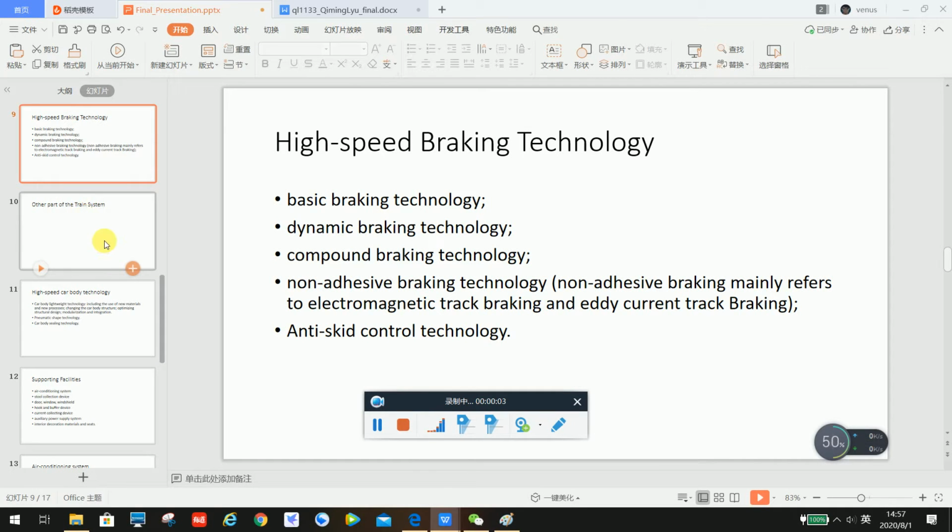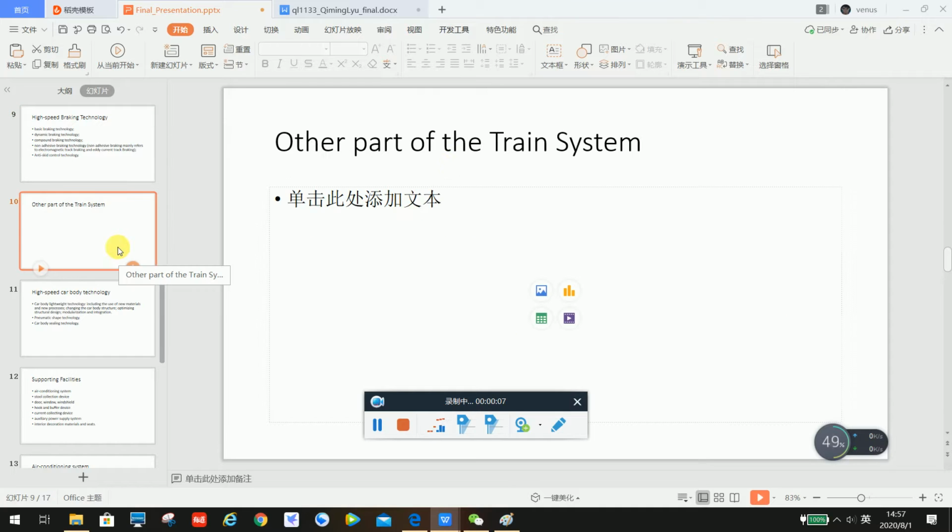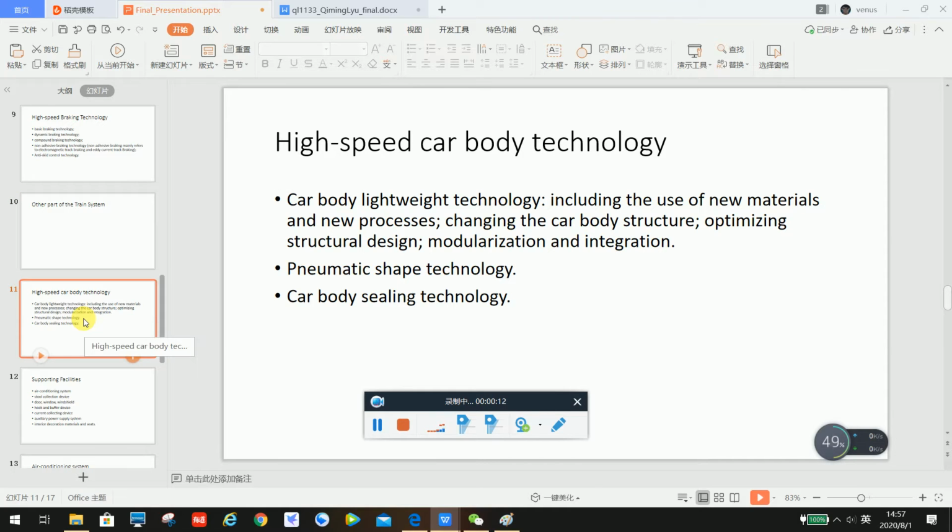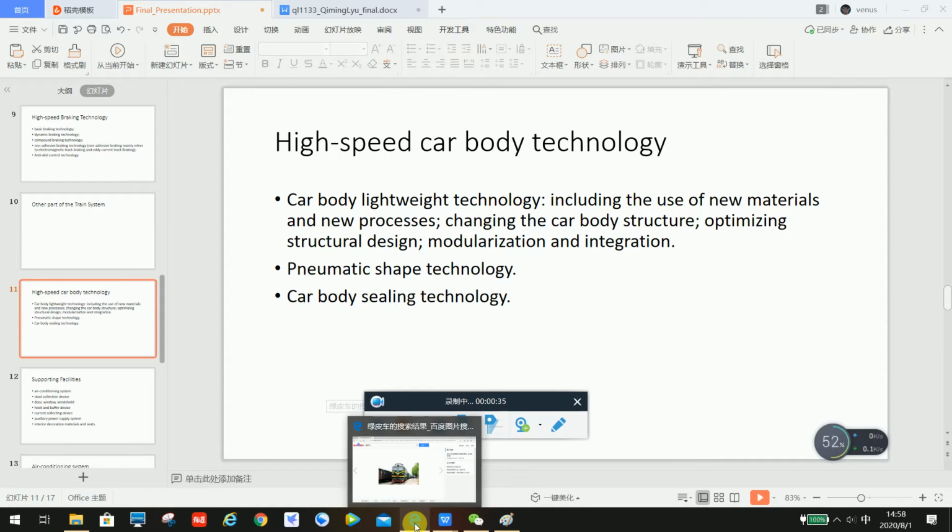Then, after the traction, let's look at some other parts of the train system. Also there is a high-speed car body technology, because the speed of the train is faster than the original train, so we can't use the original design of the train, right? So let's look at the original design.